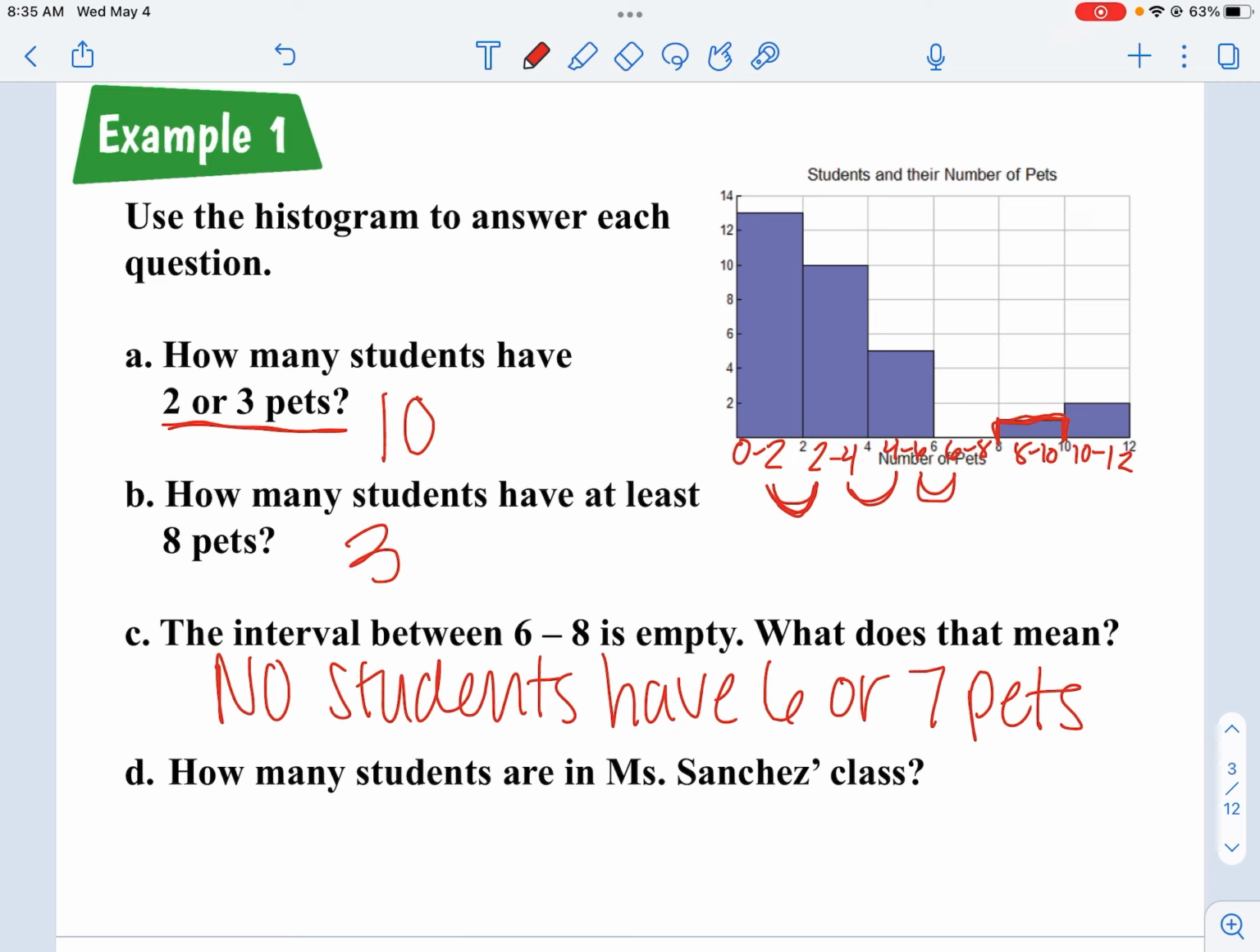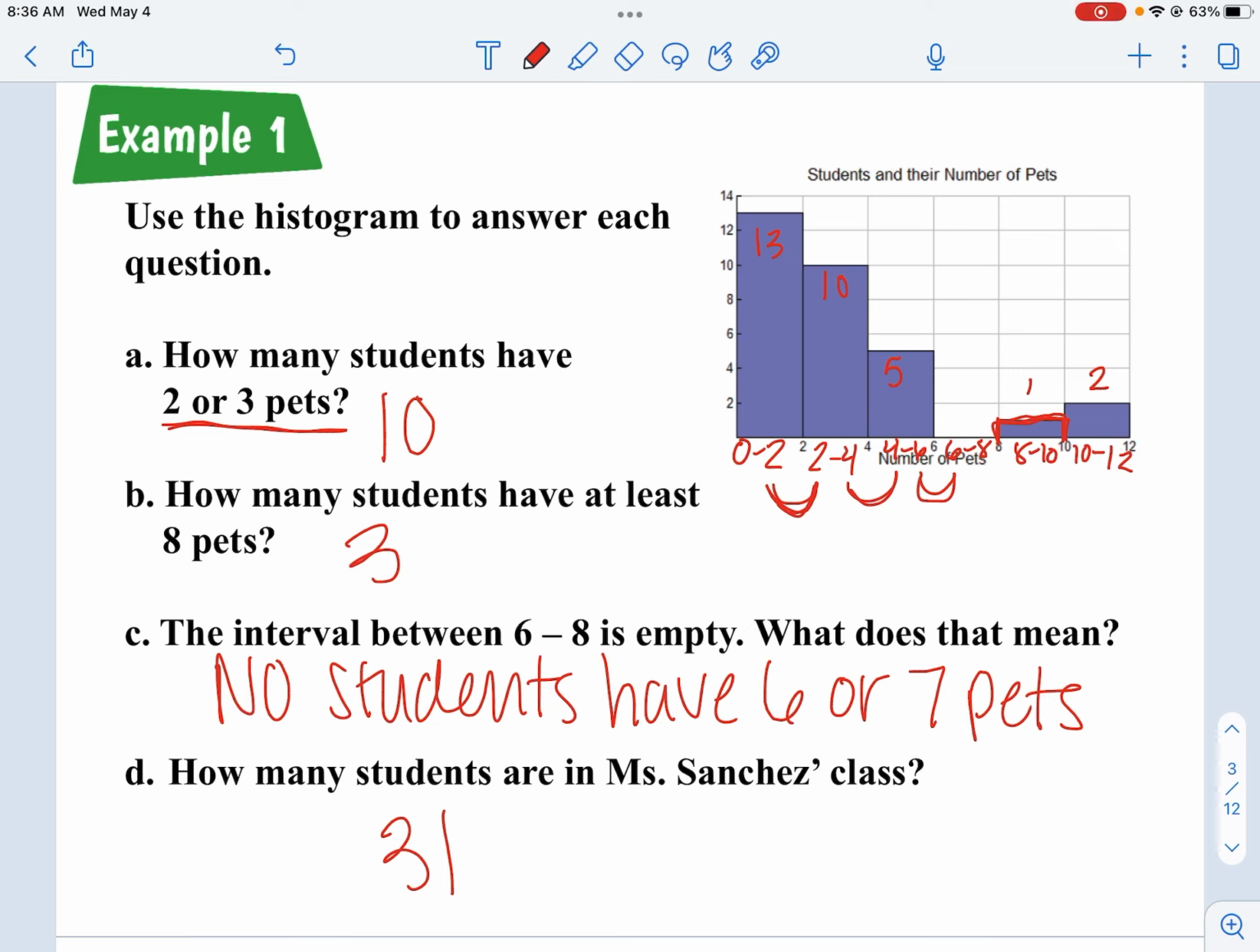Next, it says how many students are in Miss Sanchez's class. So, we need to add all these up. So this one is 13, 10, 5, 1, and 2. Okay, 13 plus 10 is 23, 23 plus 5 is 28, 28 plus 1 is 29, 29 plus 2 is 31. So Miss Sanchez has 31 students in her class. Okay, take a minute, make sure you wrote down everything that I did, and then we'll go to the next slide.